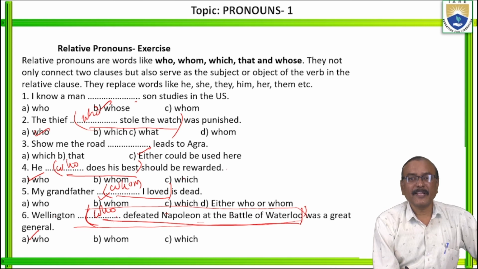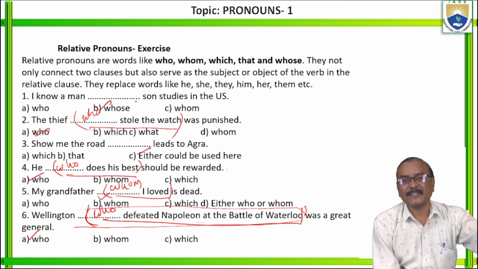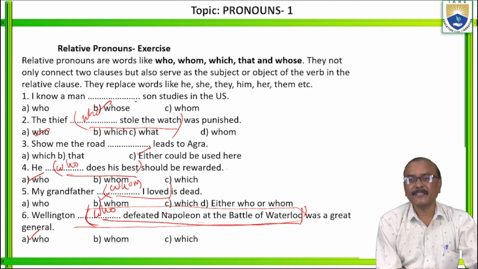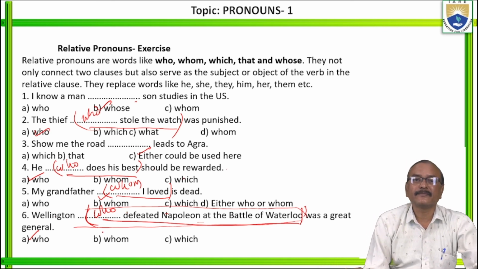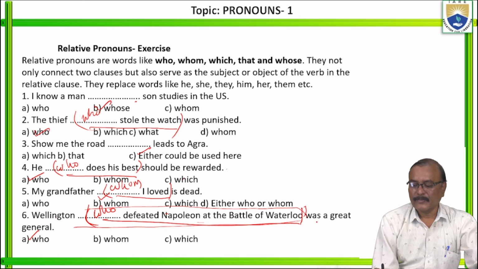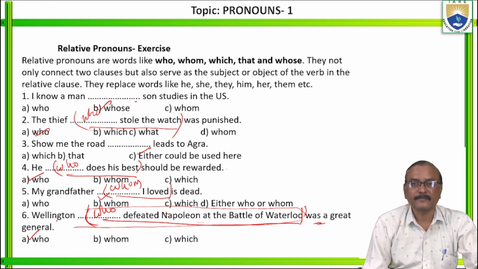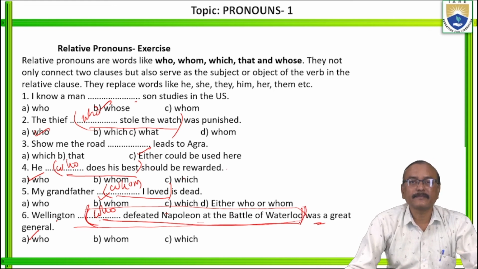Wellington. Which Wellington? Who is living in Hyderabad? No. Who is living in Delhi? Is he Indian? No. Which Wellington? There are many persons with the name Wellington. So which Wellington are we referring to? Who defeated Napoleon at the Battle of Waterloo. That Wellington was a great general. Is it clear? So here for Wellington the verb is here. Wellington was a great general, right? So this who is called a relative pronoun and this clause is called a relative clause.